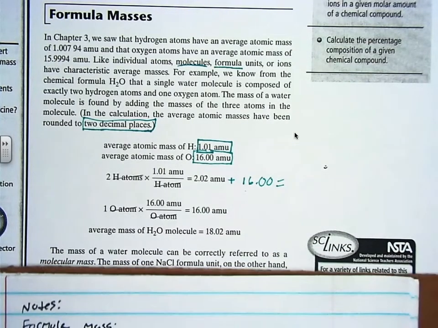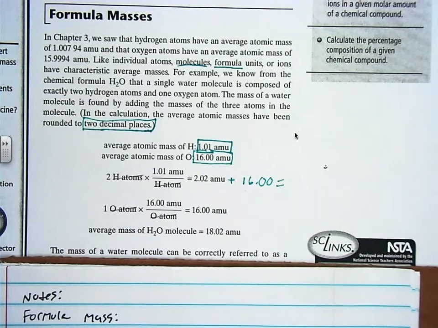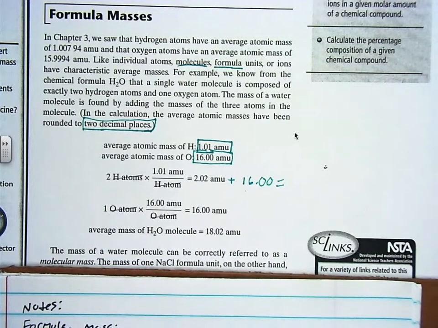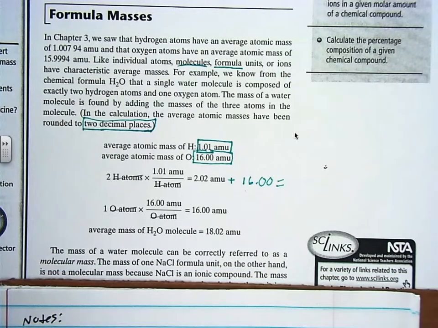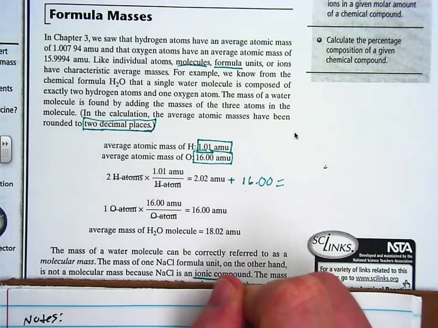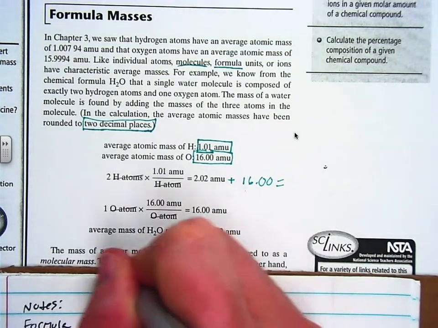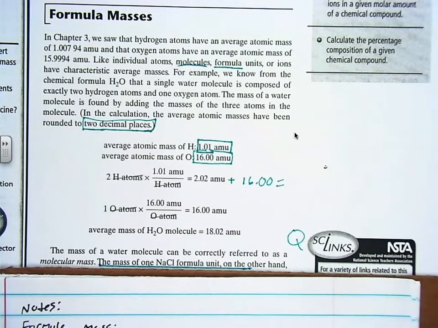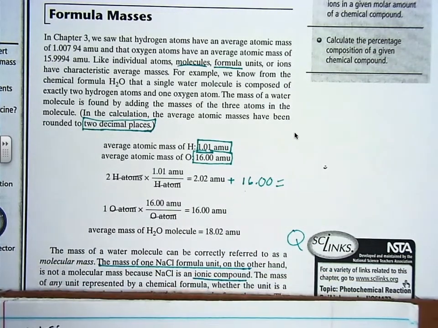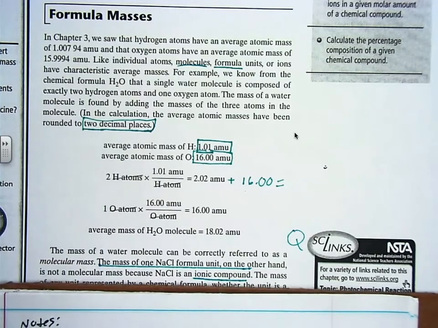The mass of a water molecule can be correctly referred to as the molecular mass. The mass of 1 sodium chloride formula unit, on the other hand, is not a molecular mass because sodium chloride is an ionic compound. Oh yeah. Guys, I'm looking at a great quiz question here. Difference between molecular mass and the formula mass. What is the difference? It's about ionic and covalent compounds.